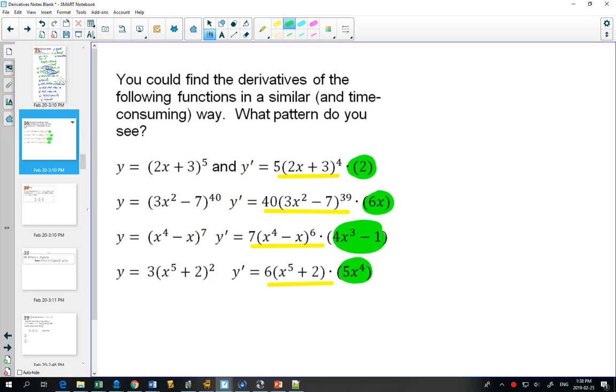Ideas? Yes? Well, you know already, so that's not even fair. Yeah, we've just got the derivative of whatever was in the inside. So this one, oh, it's got two things, but that's just 4x cubed minus 1. It's the derivative of the inside. So this is called the chain rule.